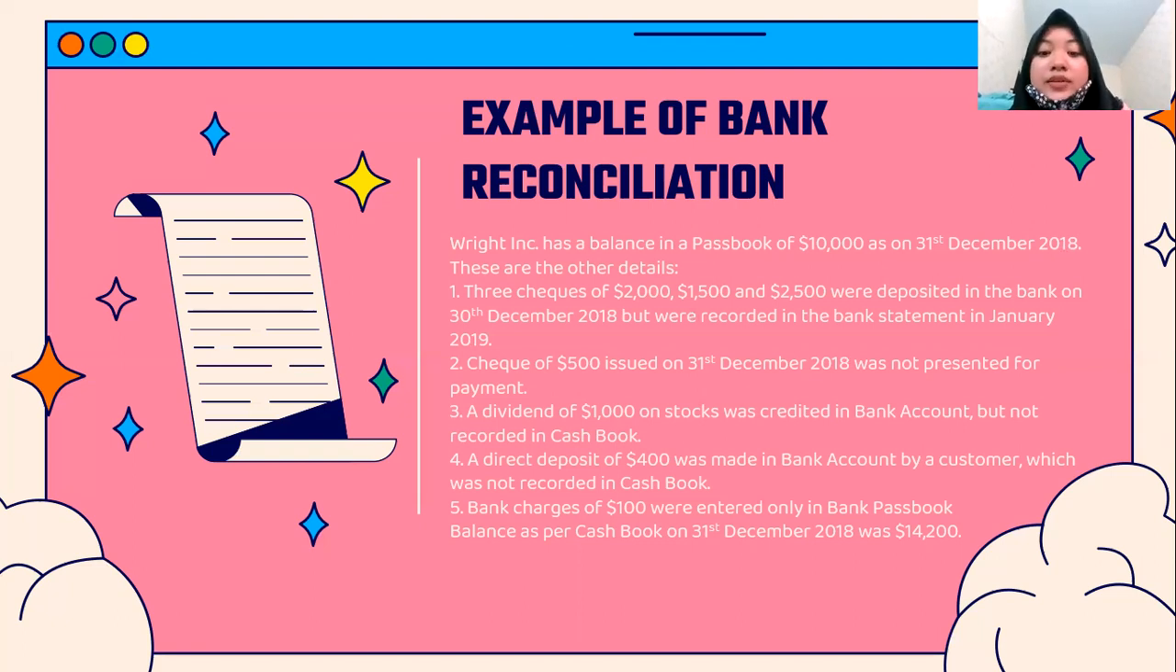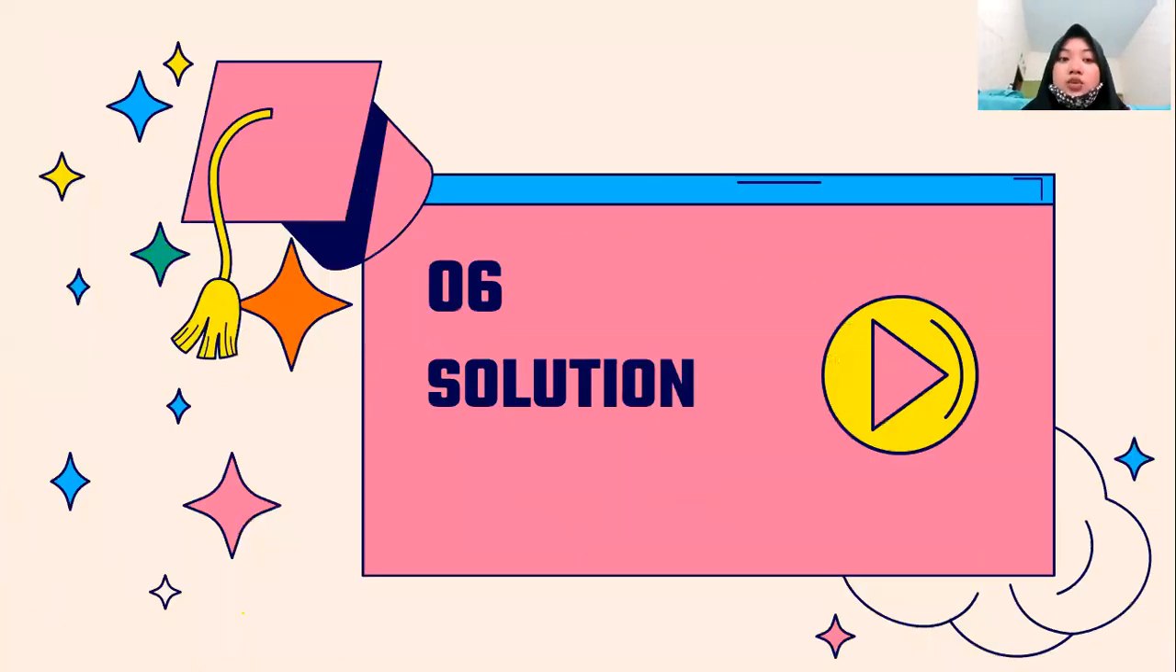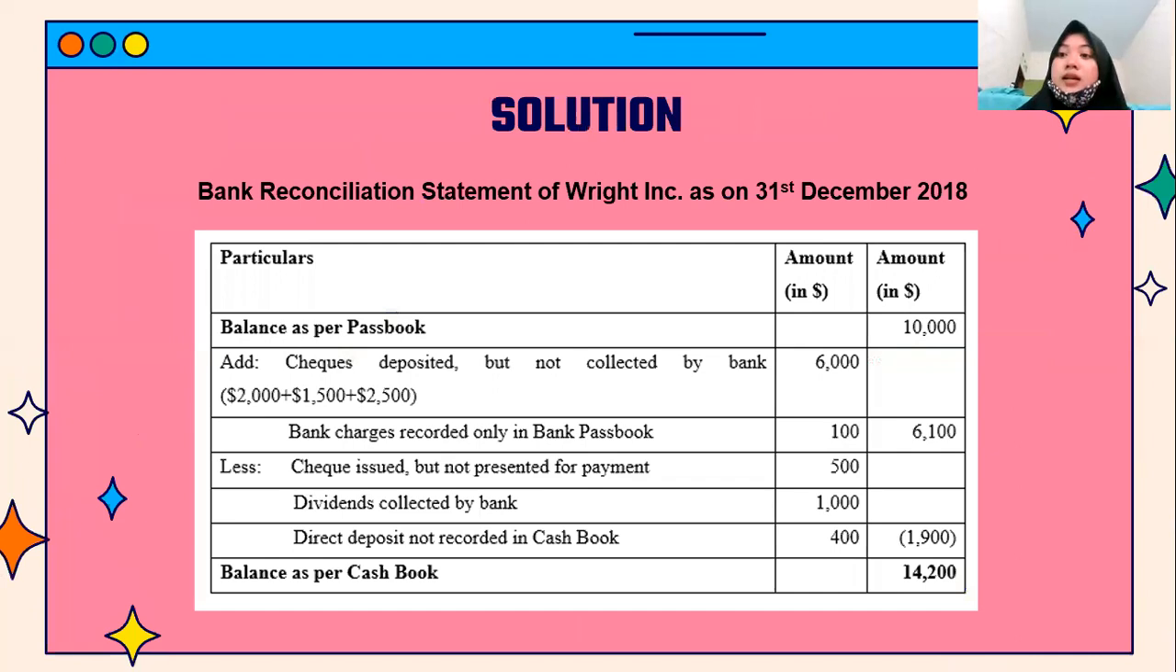The third is a dividend of 1,000 on stocks was credited in the bank account but not recorded in the cash book. The next, direct deposit of 400 was made in the bank account by a customer which was not recorded in the cash book. And the last is bank charges of 100 were entered only in the bank. The cash book balance as per cash book on 31st December 2018 was 14,2000 rupiah. And then this is the solution of the example.